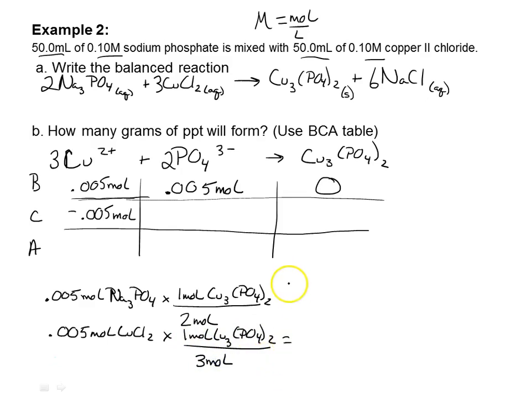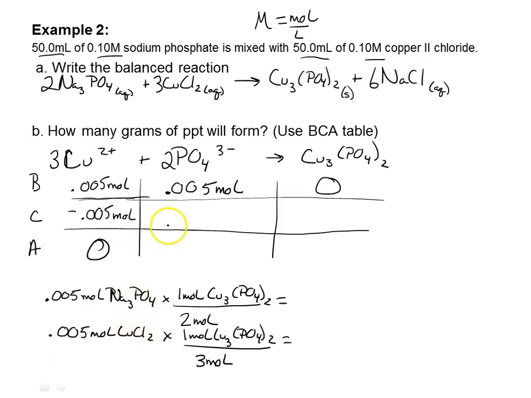Okay, so hopefully you can kind of see, just by looking at that, why the copper chloride is going to be my limiting reactant, because it's going to take 2 moles of this and 3 moles of this, so the copper chloride is going to run out first. So that tells me that's my limiting reactant. The copper chloride is limiting, it's going to run out.